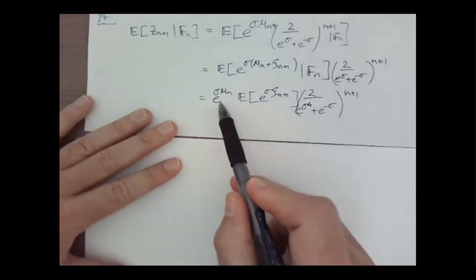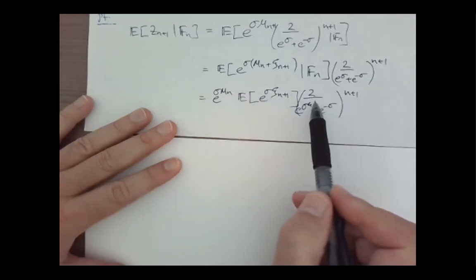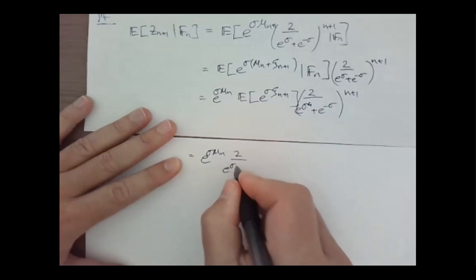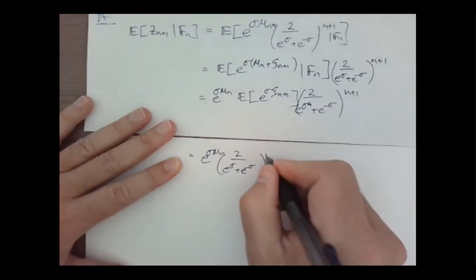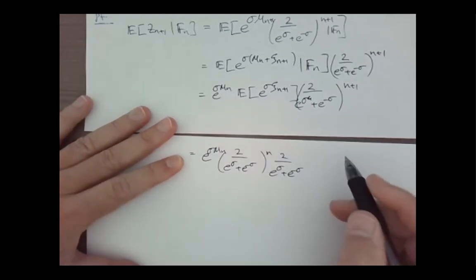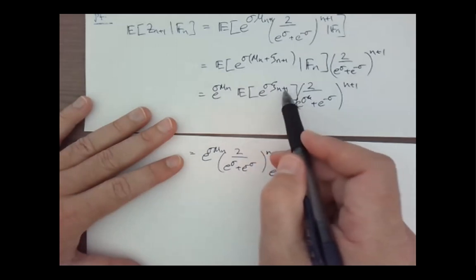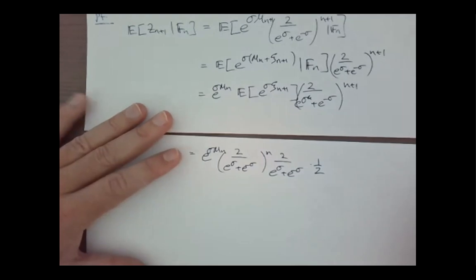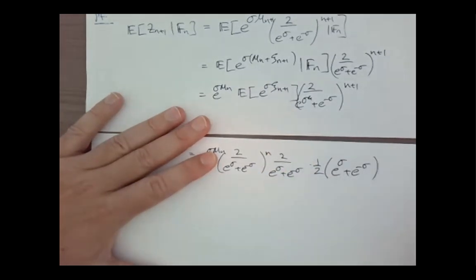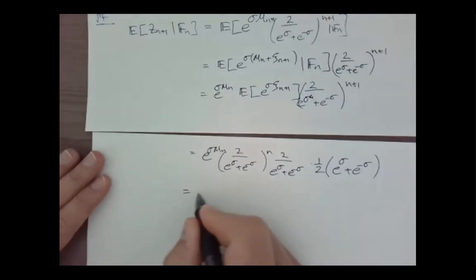What do we do? Well, we'll combine the e^(sigma M_n) with the first n of the ones on the right hand side: e^(sigma M_n) times (2 divided by e^sigma plus e^(-sigma)) to the power n. Then I have one left. This is 2 divided by e^sigma plus e^(-sigma) times the expectation. The expectation is what? It's a symmetric Bernoulli, a symmetric coin flip. So this is 1/2 times e^sigma, it's plus minus 1, plus e^(-sigma). So we see now all the stuff on the right hand side combines into a 1, and I'm left with C_n.